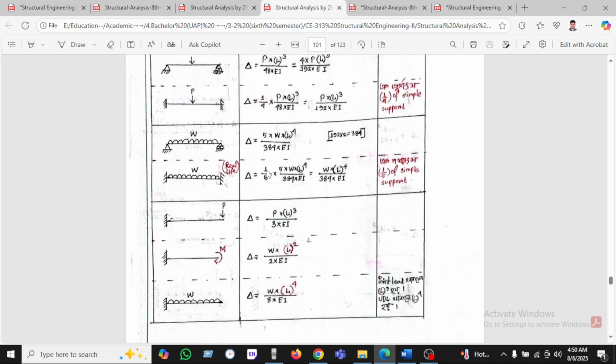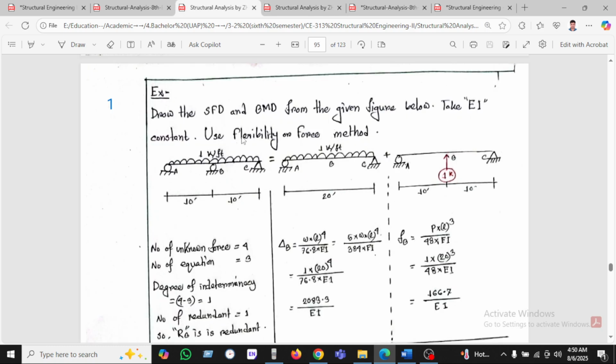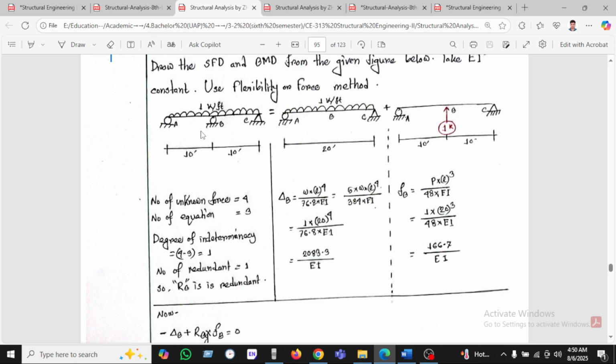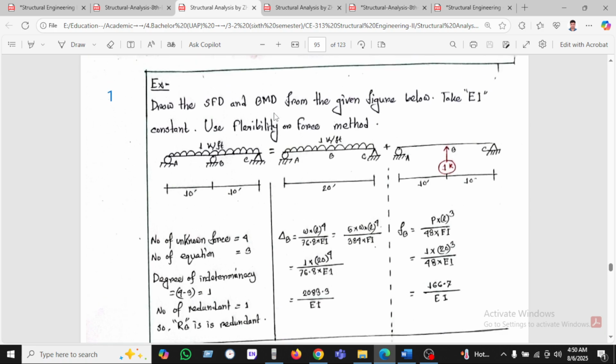So at first I am using this formula for solving a question. Draw the shear force and bending moment diagram for the figure. Take EI, the flexural rigidity, as constant, and use the flexibility or force method. Here we can see a roller support and a pin or hinge support, so this is the 4. This is an indeterminate structure.